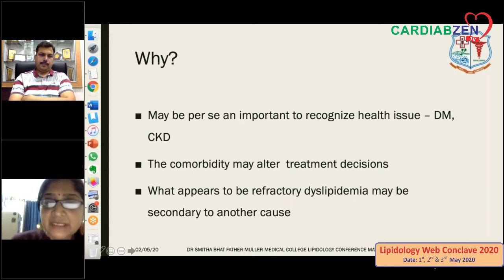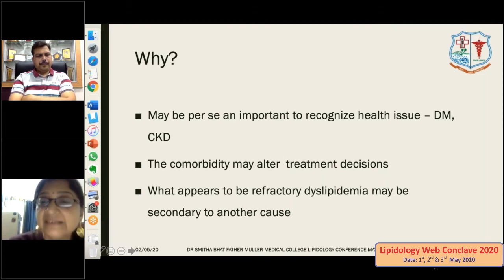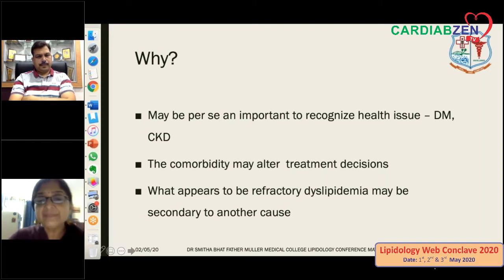For example, maybe a patient comes with a routine impaired lipid profile. He has hypothyroidism, maybe something else. So the impaired lipid profile may in fact hide an underlying dangerous diagnosis. The second thing is, the comorbidity may actually alter your treatment decisions. Let me give you an example.